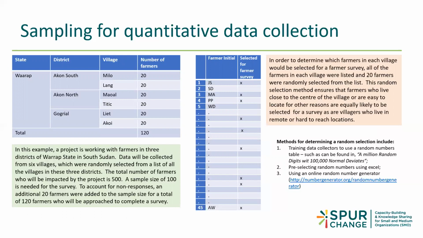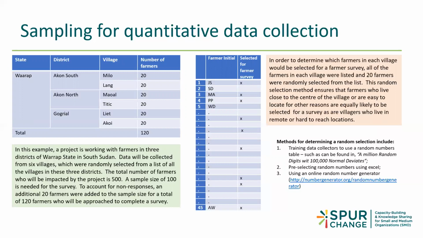The sample size calculations for this project indicated that we would need to collect data from 120 farmers and that a sample of 20 farmers in each randomly selected village would be identified for a survey. The next task is to determine which farmers in each village will be approached to complete the survey. In order to do this, all the farmers in each village were listed, as illustrated on this slide.